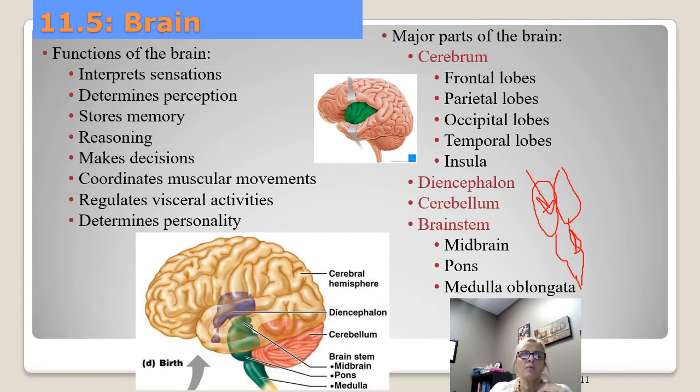Then on the bottom there, we have the diencephalon. Here we have the diencephalon, okay? Then you have the left hemisphere and the right hemisphere. This is the cerebellum, that's the tiny brain I was talking about. And then this is the brain stem, which is made of the midbrain, the pons, and the medulla oblongata. Okay, so be sure you practice all of these parts.